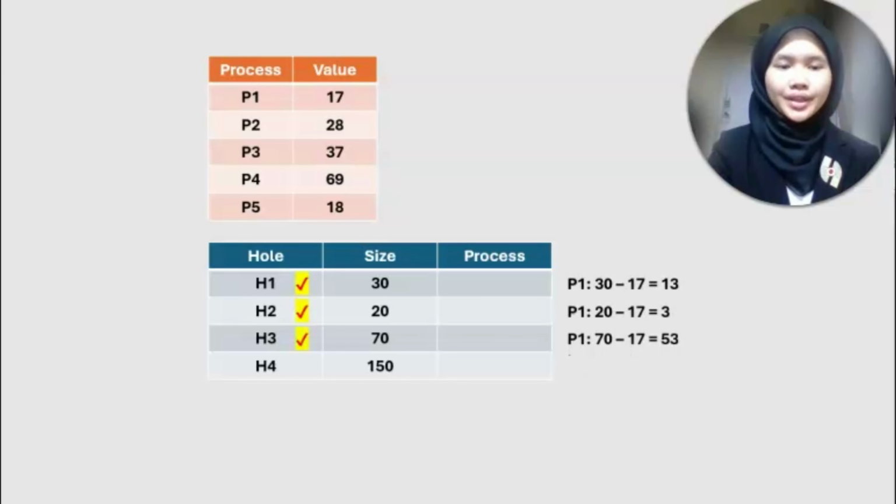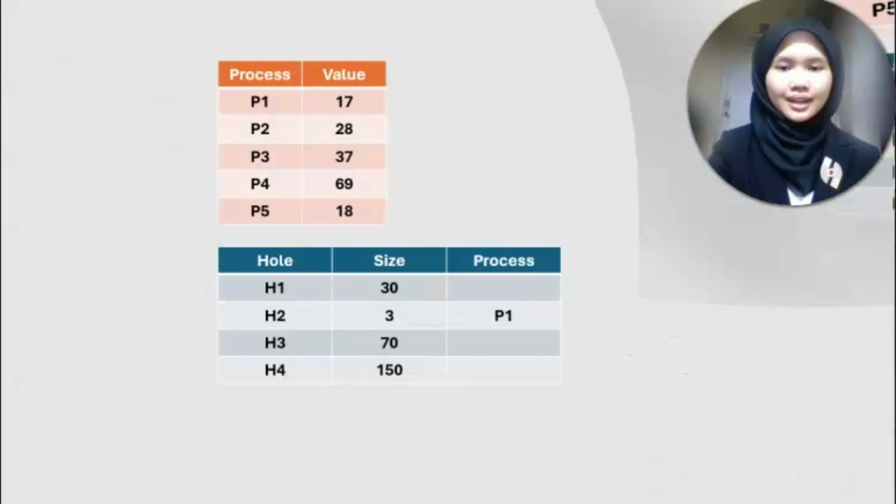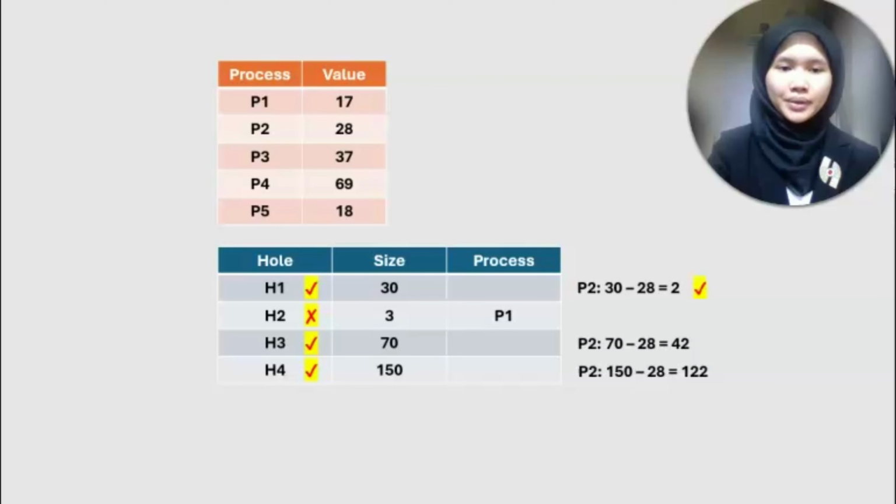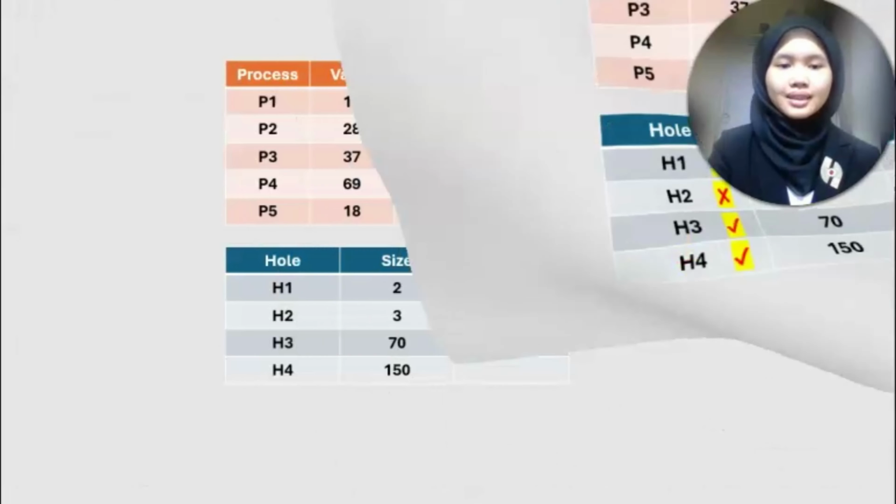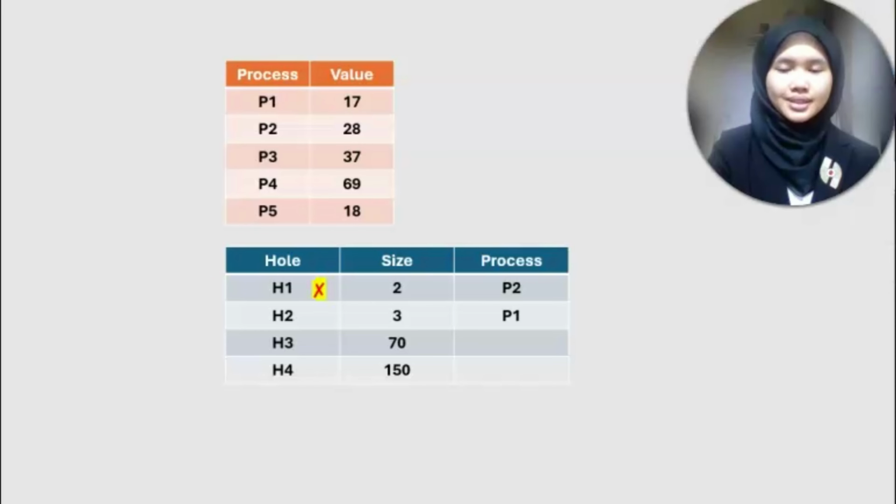We walk through another example of best fit allocation using processes P1 with a value of 17, P2 with a value of 28, P3 with a value of 37, P4 with a value of 69, and P5 with a value of 18. The processes are allocated in the available memory blocks based on the same principle, selecting the smallest block that can fit the process.